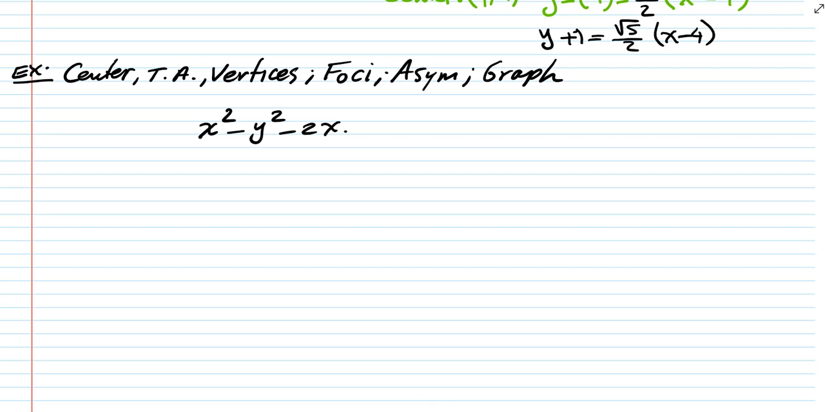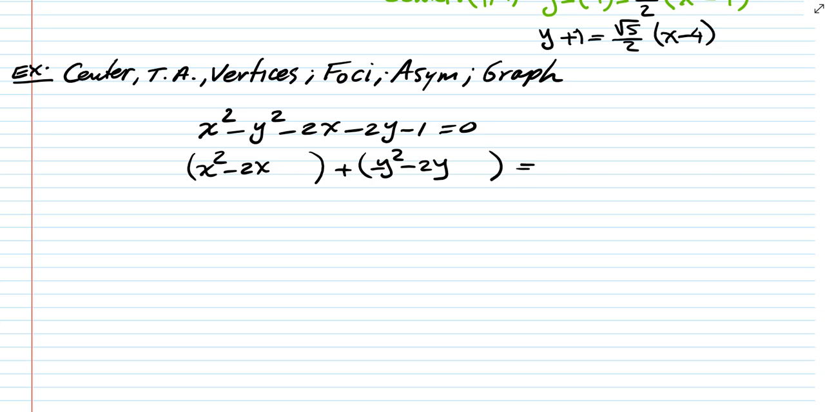I'm going to do one that's in polynomial form. -1 equals 0. All right. Now, in order to do this, I need to get the equation in standard HK form. So I'm going to group my x's together and group my y's together. And the number, I'm going to move to the other side. We don't need it. So I got 4 terms on the left, 1 term on the right side.